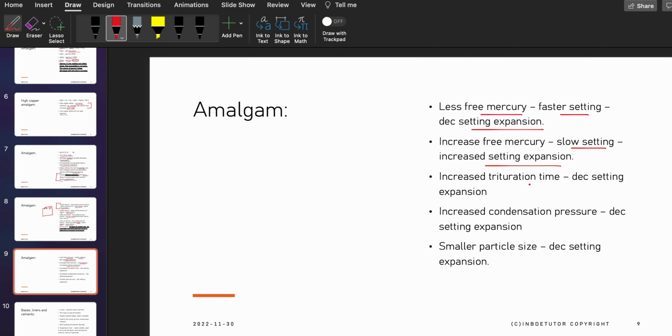Now, increased trituration time, when I say increased trituration time, it is more than the normal time required for the trituration. It will decrease the setting expansion. Increased condensation pressure will decrease the setting expansion. Smaller particle size will also decrease the setting expansion.